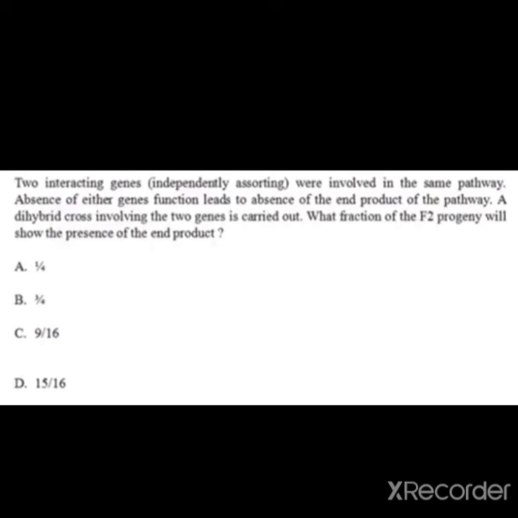So the question is: two interactive genes independently assorting are involved in the same pathway. Absence of either gene's function leads to absence of the end product of the pathway. A dihybrid cross involving the two genes is carried out. What fraction of the F2 progeny will show the presence of the end product? The options given are 1 by 4, 3 by 4, 9 by 16, and 15 by 16.